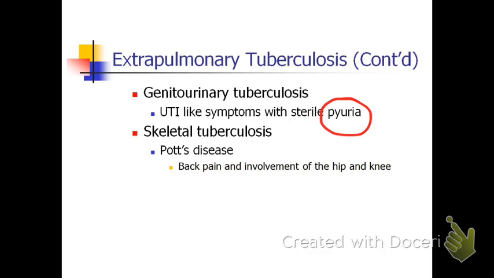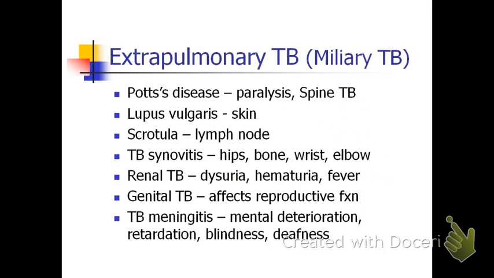Skeletal tuberculosis is otherwise known as Pott's disease, or sometimes the TB of the spine if the spinal cord is affected. It's characterized by back pain and involvement of the hip and knee. Pott's disease would usually result in paralysis. So, as I mentioned a while ago, it is known as spine tuberculosis.